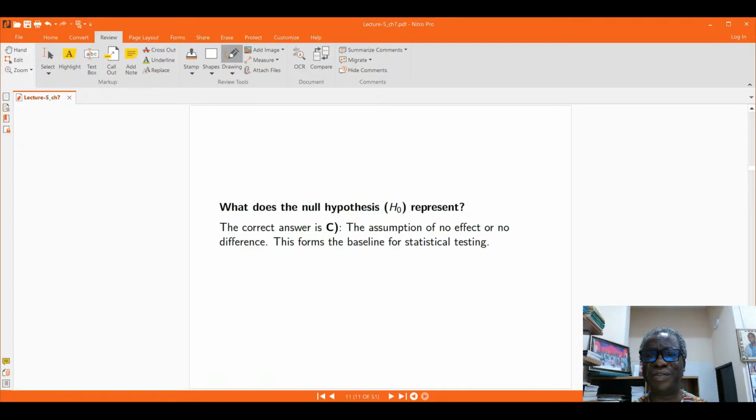The assumption of no effect or no difference is what the null hypothesis represents. And this forms the baseline of statistical testing. So the starting point, the baseline, is to say there is no difference or to say there is no effect. We will discuss that again very shortly.